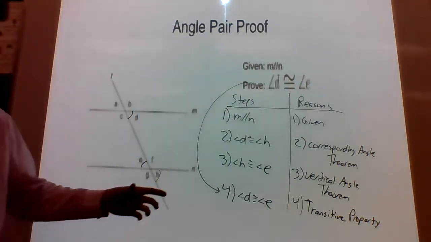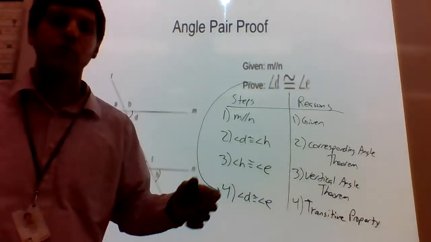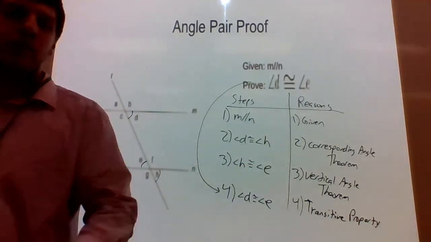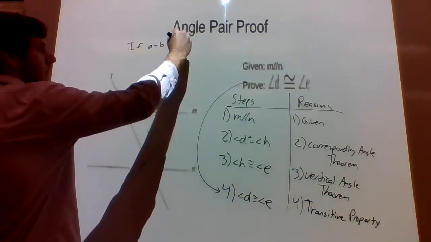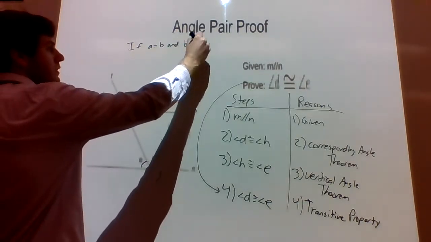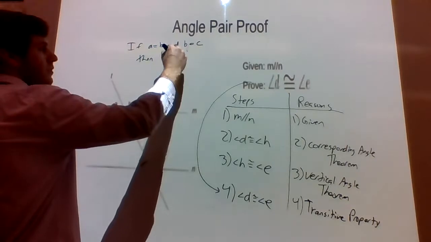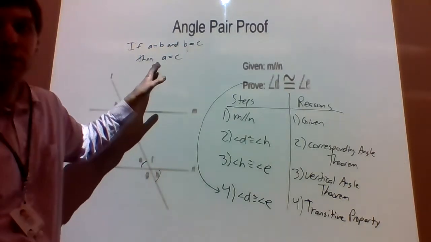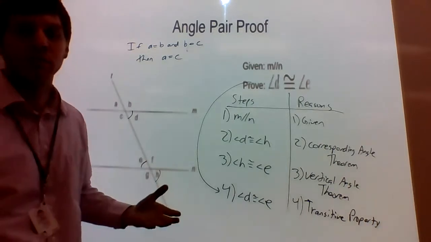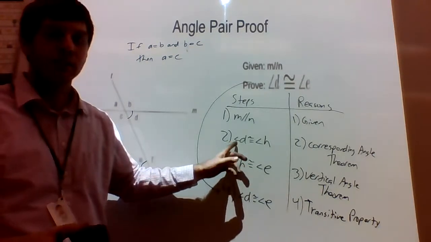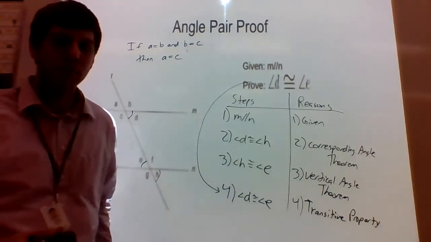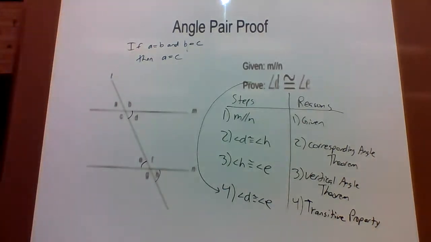Transitive property says that if two things equal the same thing, then they equal each other. So if A equals B and B equals C, then A equals C. That's the transitive property of equality. For our purposes, it's just going to be the same thing for congruence. So if D is congruent to H and H is congruent to E, then D is congruent to E. If they're congruent to the same thing, they are congruent to each other.